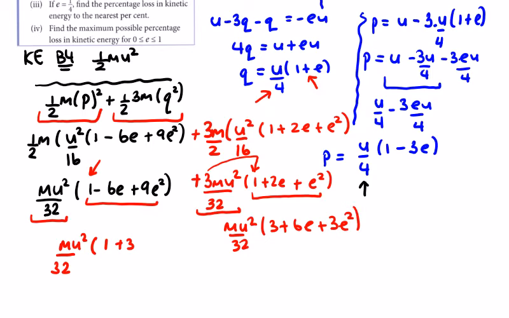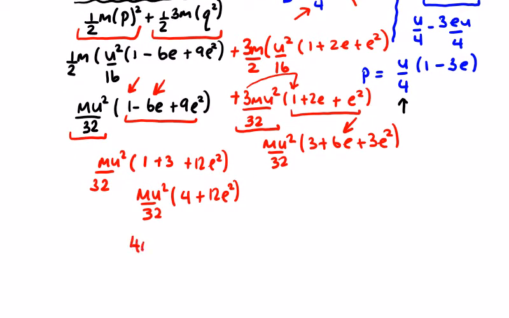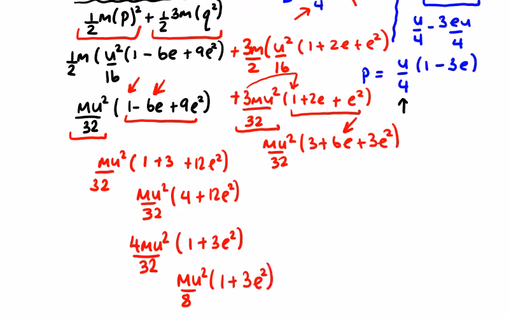I should have multiplied that out, of course, to cancel the 6e's. So I'm going to get 1 plus 3. The 6e's will cancel, this one and this one, and then I'll have plus 12e squared. So I'm going to get mu squared over 32 times 4 plus 12e squared. And I can factor out a 4 there, can't I? I can get 4mu squared over 32 times 1 plus 3e squared, which is just going to be mu squared over 8 times 1 plus 3e squared. So that's the kinetic energy after.